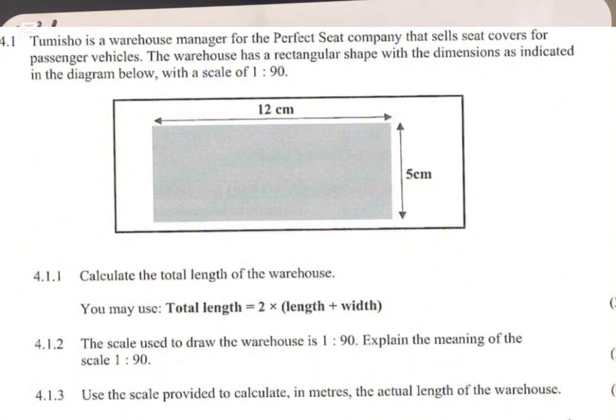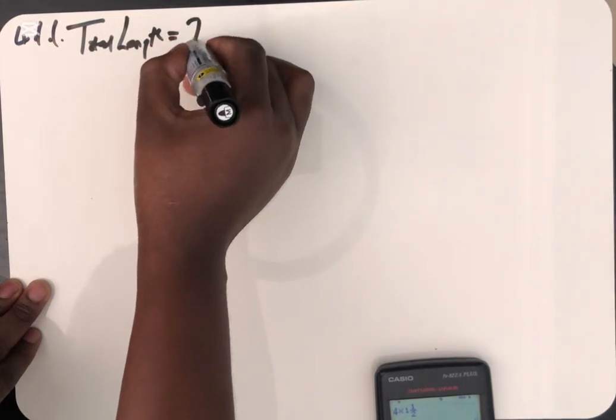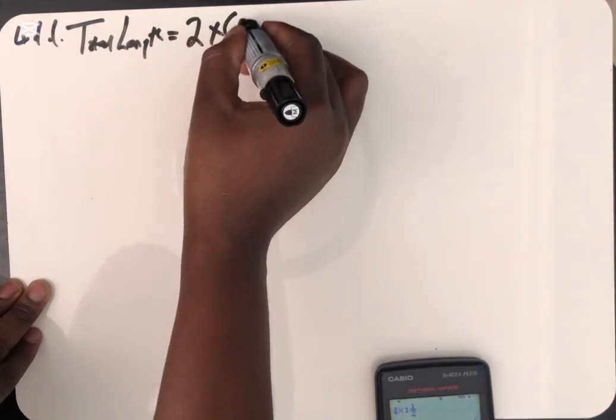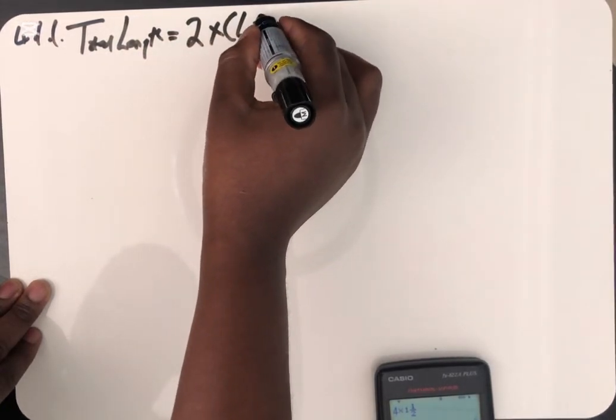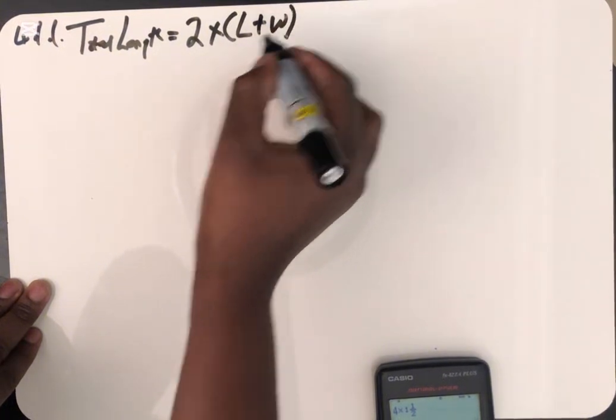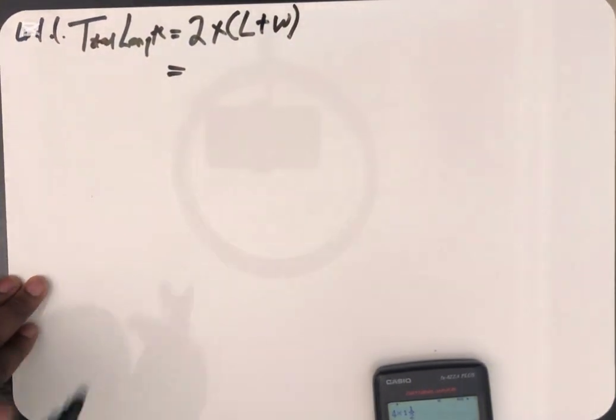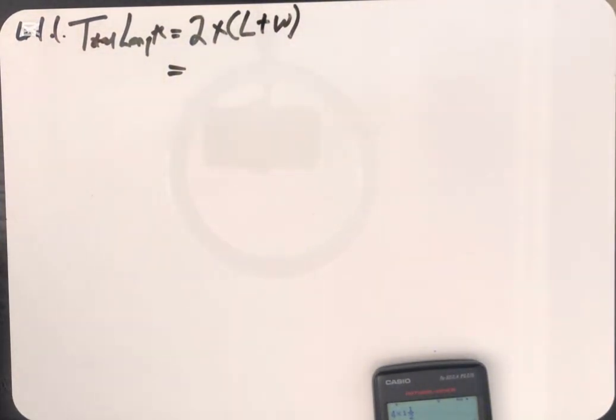You may use the equation. So this is the equation that they say we may use. Total length is equals to 2 multiplied by length plus width. Don't change anything. They said 2 multiplied by length plus width.